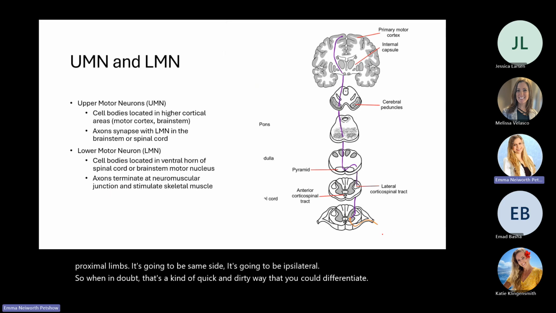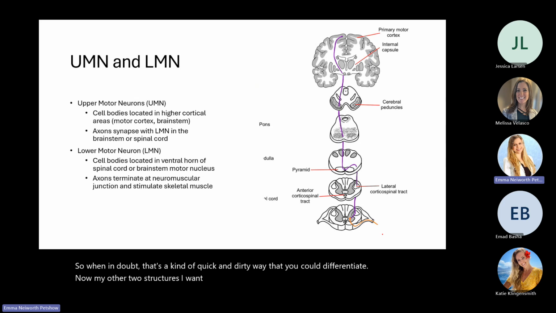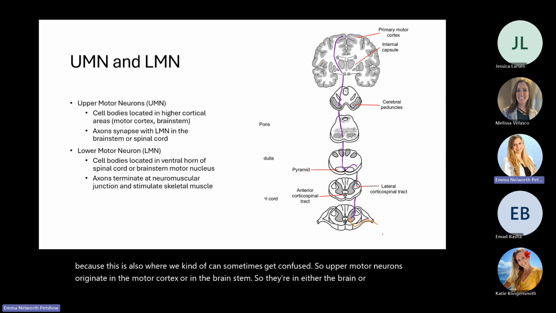Now, my other two structures I want us to pay attention to are upper and lower motor neurons, because this is also where we can sometimes get confused. Upper motor neurons originate in the motor cortex or in the brainstem. So they're in either the brain or the brainstem. That's where they originate: upper structures, central nervous system.